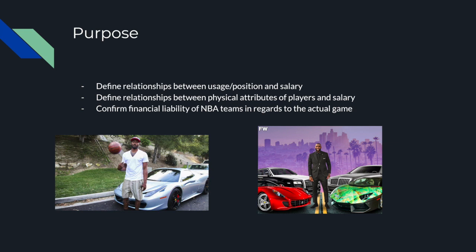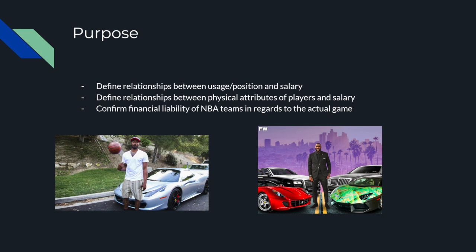The purpose of our project was to define relationships between usage and relative position, and salary. Usage means how often a player is used on the court, and position means whether they're part of the front court or back court. The back court are positions like the guards who handle the ball, and the front court are the rebounders, blockers, and defenders. And we relate this to the salary, which is available online for every NBA player.